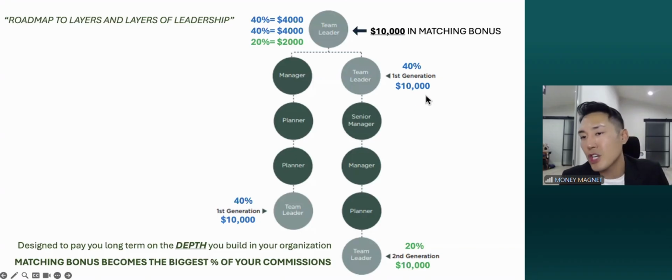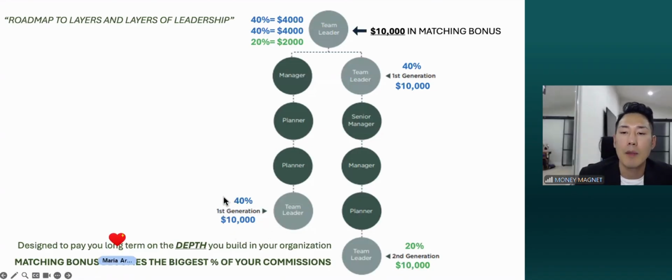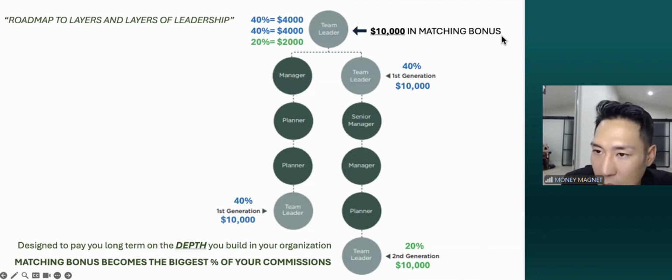So if my first generation team leader generated 10,000 in the open group and the sales and the retail and all of that, I am matched 40% and I take home $4,000 from that $10,000 generated. Now, once my second generation person generates 10,000, because on second generation I make 20%, I will be yielding $2,000. Now on the left side of the leg, because this is my first generation team leader as well, if this person happens to generate 10 grand, I'm going to make 40% off that 10 grand, which is going to yield me a total of 10,000 in matching bonus.